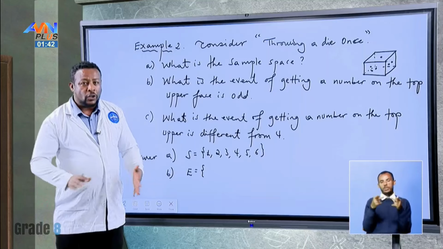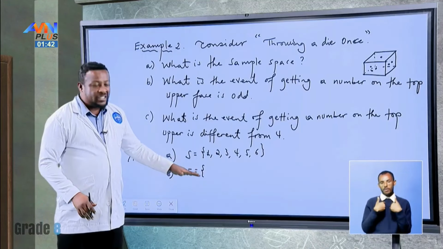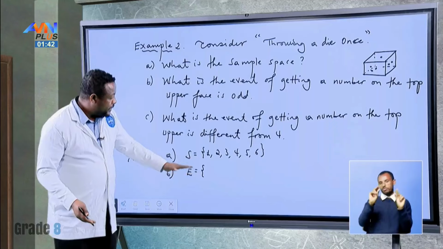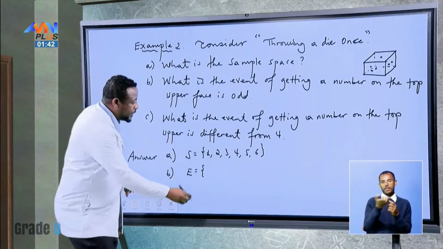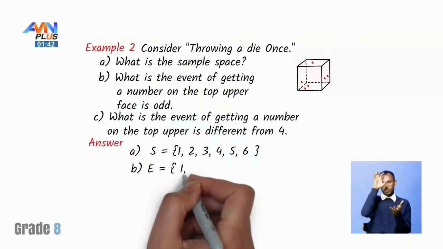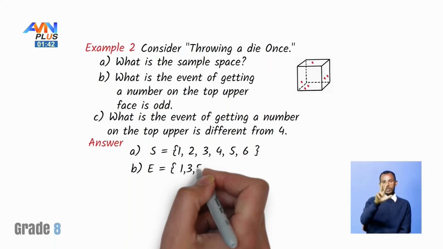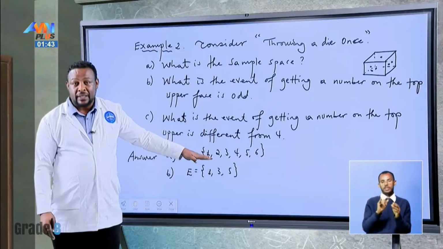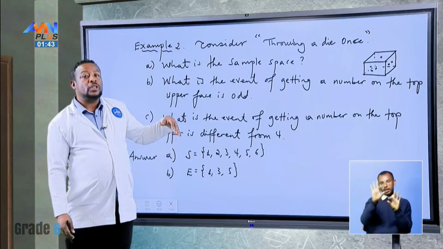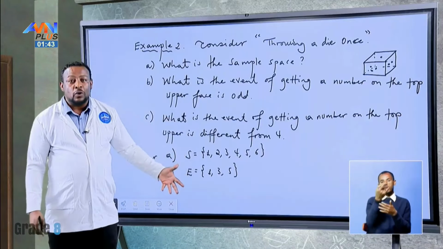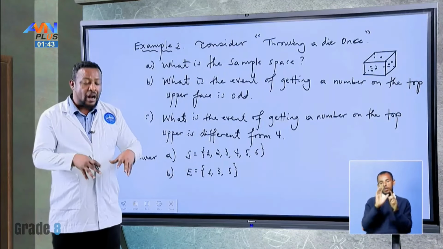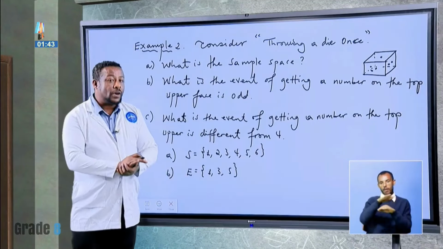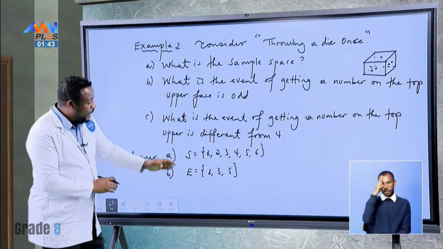So you cannot have numbers 7, 9, and so on. So our event in B case is a set containing 1, 3, 5. Clearly, this set is a subset of the sample space, and we are asked to list out the favorable condition in which the result is an odd number on the upper face. Okay, so the answer for B case is this one.